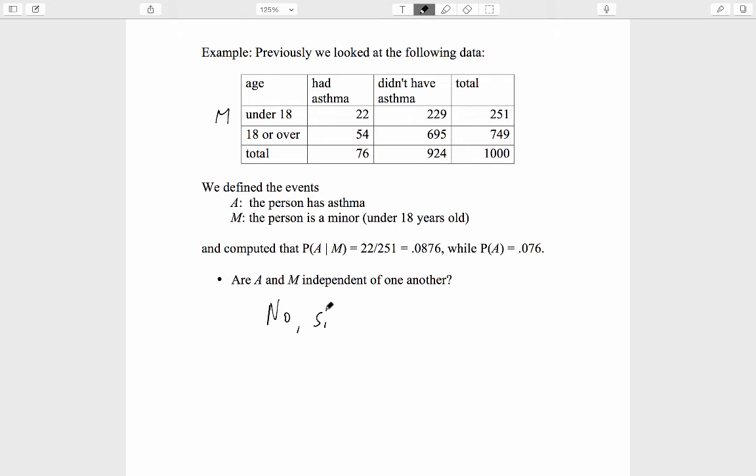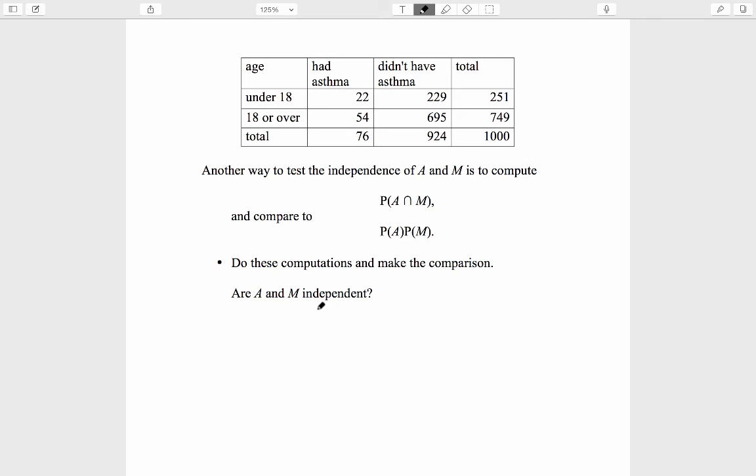No, they are not independent of one another, since the probability of A given M, the after-the-fact probability, does not equal the probability of A itself, the before-the-fact probability. Therefore, the occurrence of M does influence how likely we think it is that someone has asthma. That was our first definition of independence that followed a certain logic and made sense. Our new way to test the independence of A and M is to compute probability of A intersect M, and compare that to probability of A times probability of M. Pause the video and do these computations and make the comparison. Are A and M independent?